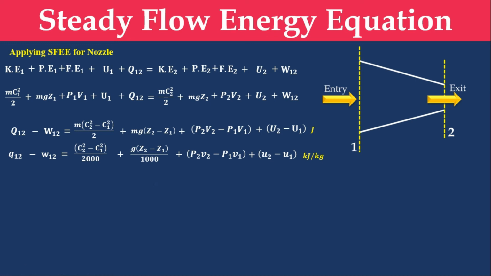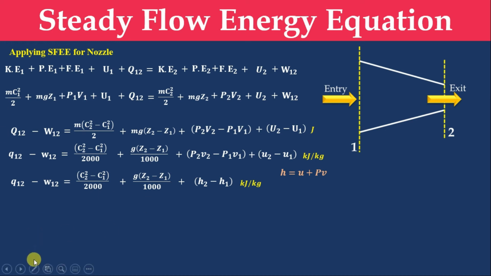Now we know enthalpy is the sum of flow energy plus internal energy. So this equation can be written as q1-2 minus w1-2 is equal to c2 squared minus c1 squared divided by 2000 plus g times z2 minus z1 divided by 1000 plus, instead of p2 v2 minus p1 v1 plus u2 minus u1, that can be written as h2 minus h1 kilojoule per kg.